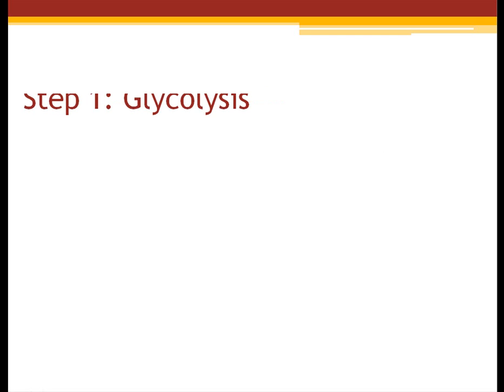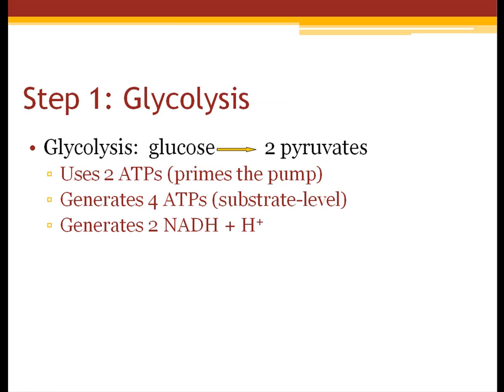If we look at glycolysis, remember glyco means sugar, lysis is splitting. So this is the splitting of our sugar molecule. What we see is that glucose is broken down into 2 pyruvates. Pyruvates are a 3-carbon sugar. Because glucose has 6 carbons to begin with, we end up with 2 3-carbon molecules at the end. In order for glycolysis to occur, however, it requires ATP.